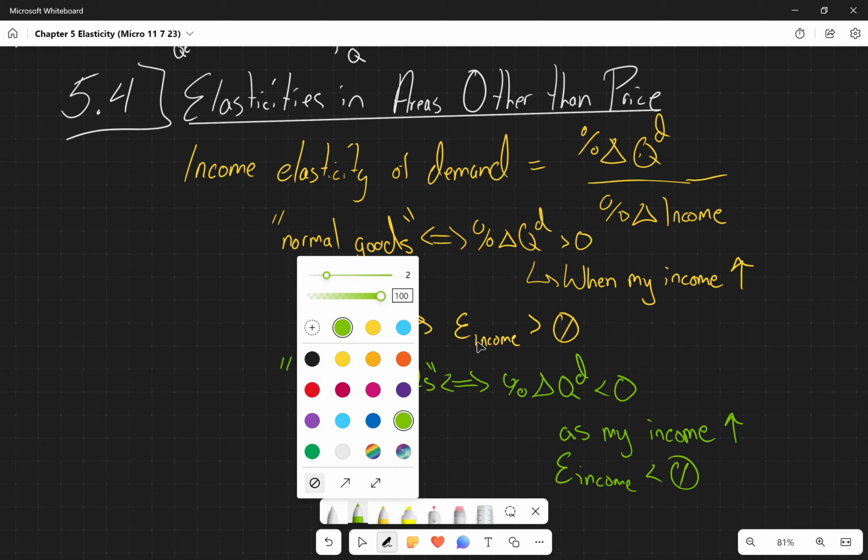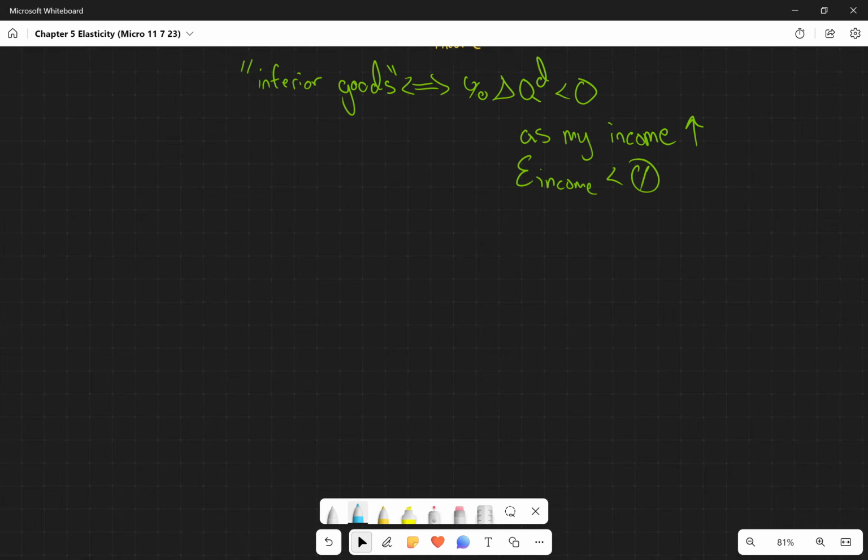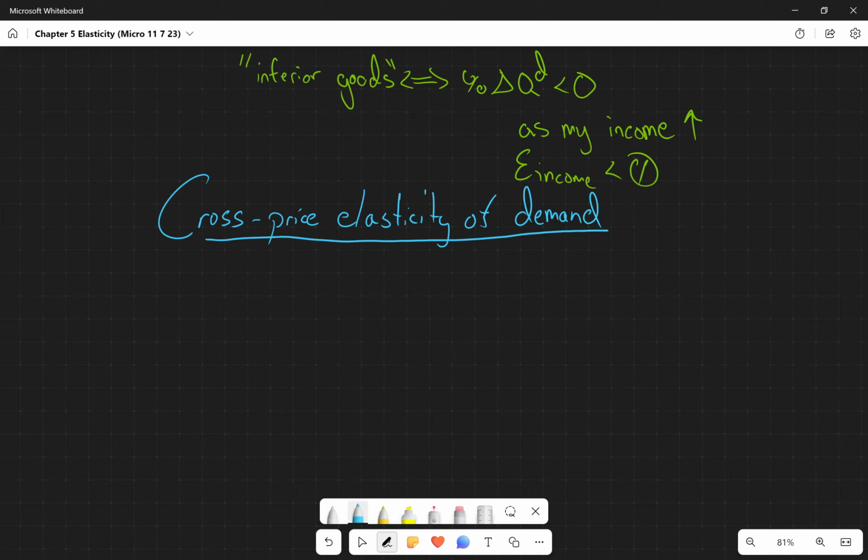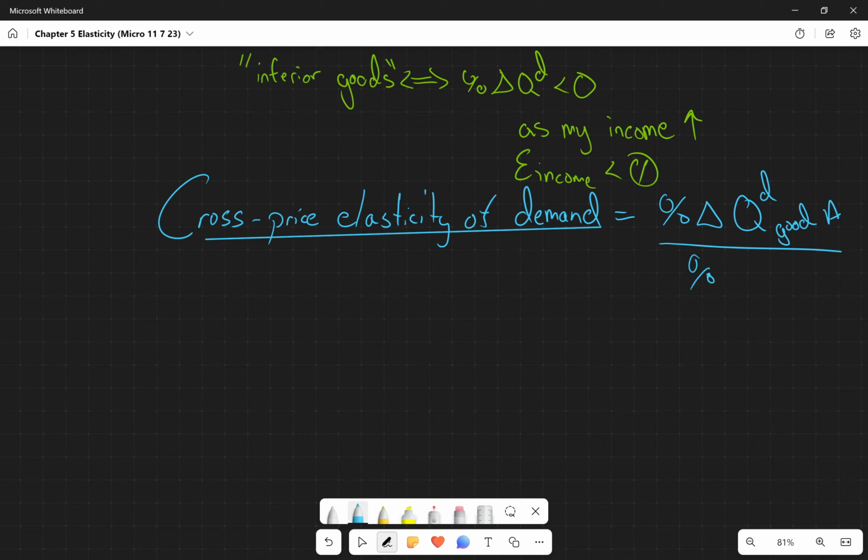Okay, what other types of elasticity do we need to know about? Well, there's an important one because this is part of what helps to inform us about how goods interact with one another. When we talk about the cross-price elasticity of demand, we're really talking about the responsiveness of one good to a price change in another good. So this is going to be a percentage change in the quantity demanded of good A divided by the percentage change in the price of good B.